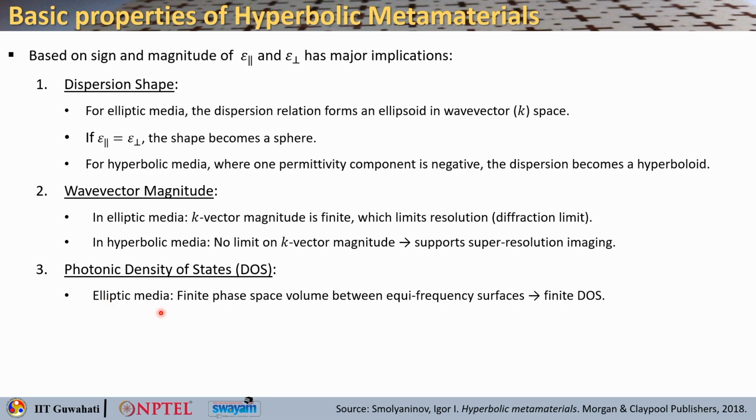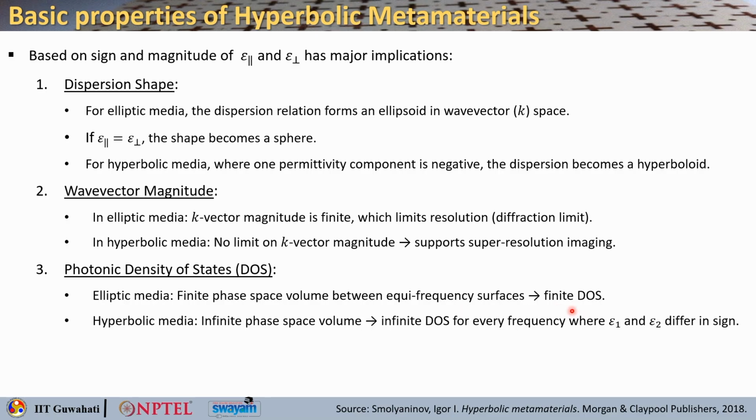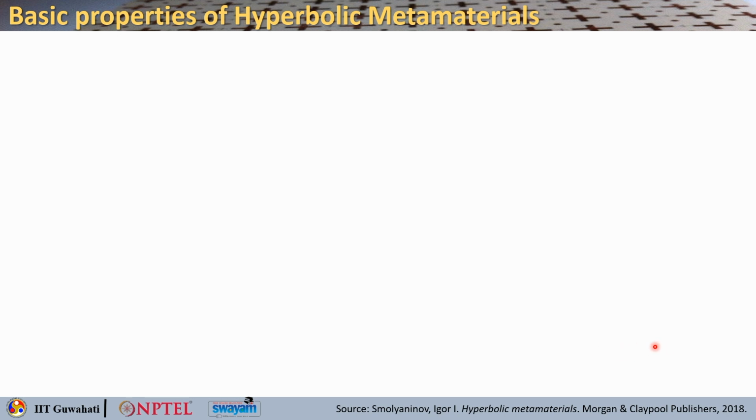Now, in the aspect of photonic density of states, we have already briefly discussed. In the case of elliptical media, it has got finite phase space volume between equifrequency surfaces. So, you have finite density of states, but in the case of hyperbolic media, you have infinite phase space volume because of the hyperbola. So, you have infinite density of states for each frequency, where the two permittivities are basically having different signs.